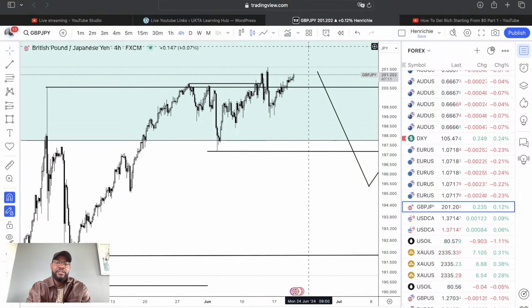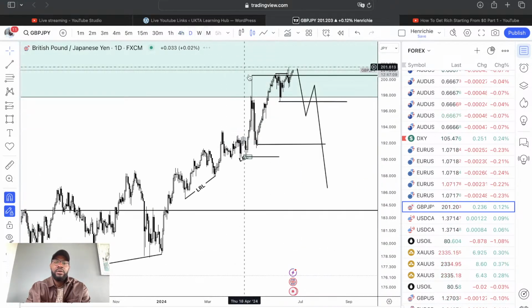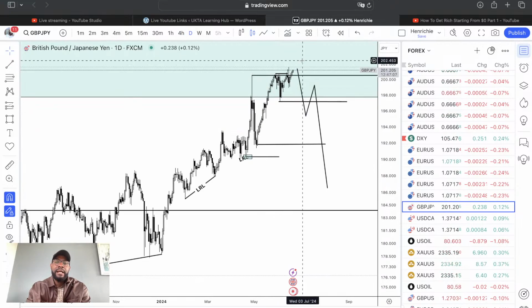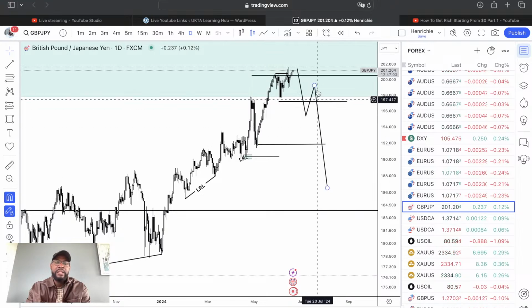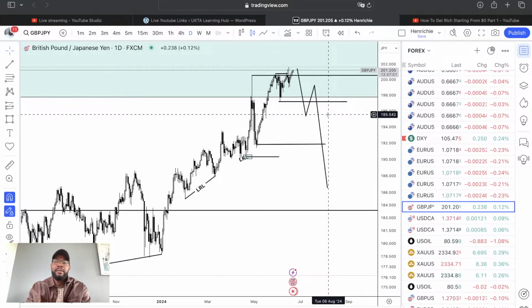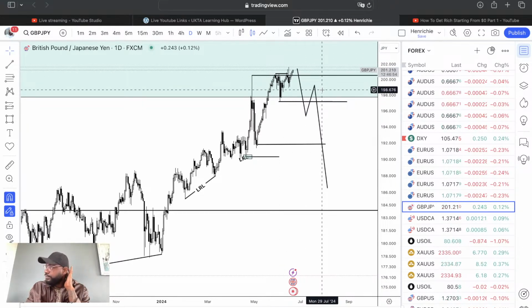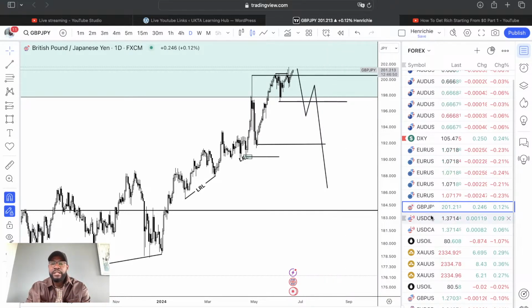So if price creates a new higher high on the 4-hour or daily, then I'll want to see a break to the downside. If I see a solid break on the daily, that is the only time I'll start to sell this. But if I don't see that, then that means we're going to continue going to the upside. So that is my analysis. If you do have any questions, feel free to drop them in the chat.